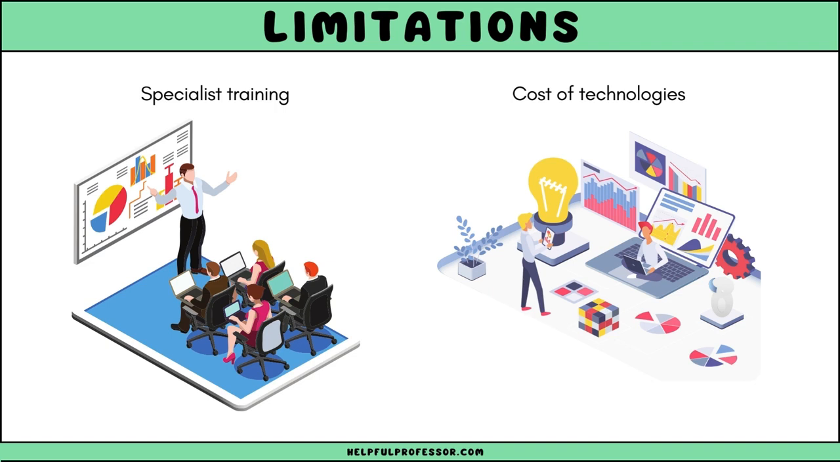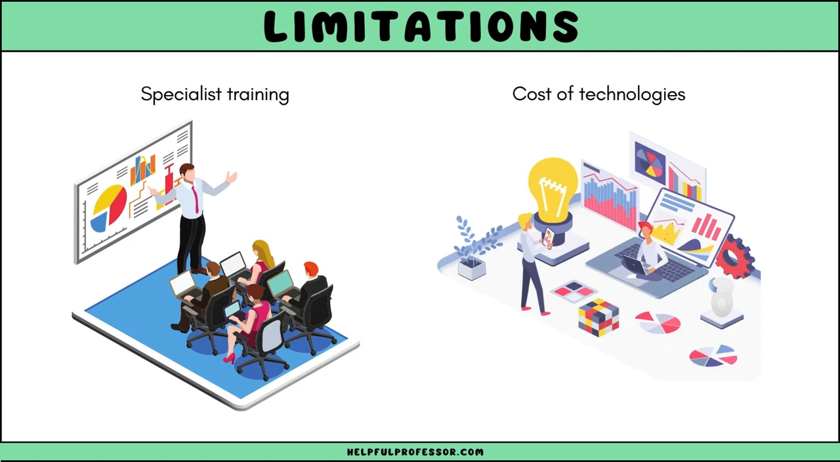The image illustrates two main limitations of UDL. On the left side, there is a cartoon graphic labeled Specialist Training. It shows a male instructor standing in front of a large presentation board filled with colorful pie and bar charts. He appears to be explaining the data to a seated audience of 5 people, all facing him and working on open laptops.